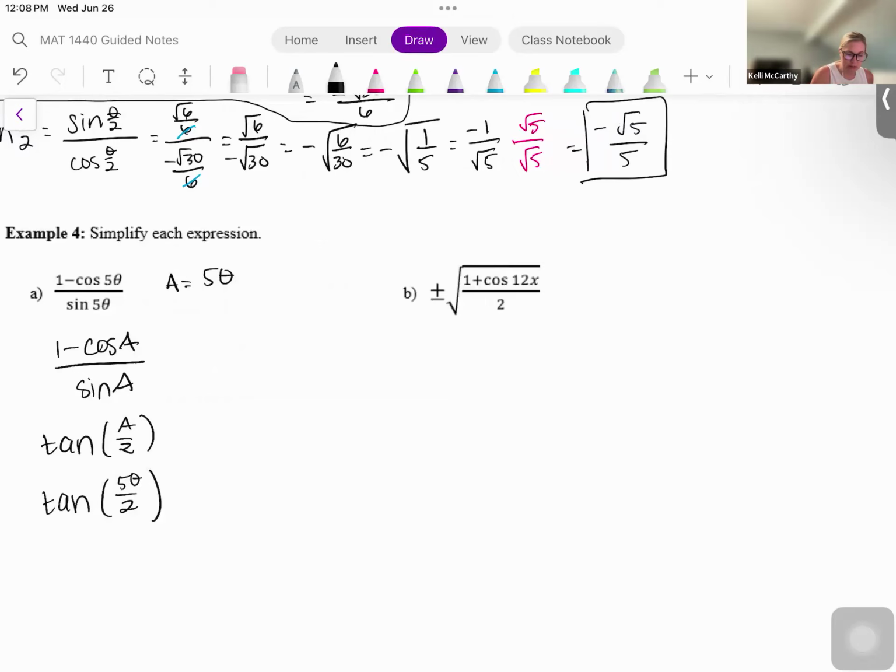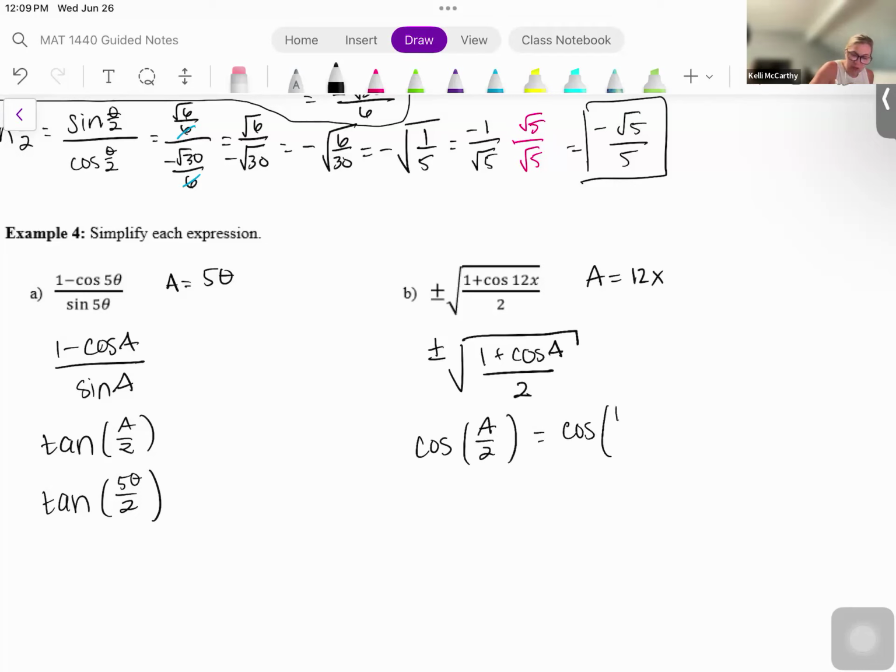Plus or minus the square root of 1 plus cosine 12x over 2. We're going to let A be 12x, so this is plus or minus the square root of 1 plus cosine A over 2, which is our half angle formula for cosine. So this is cosine of A over 2 or cosine of 12x over 2, which we can simplify. So this is cosine of 6x.